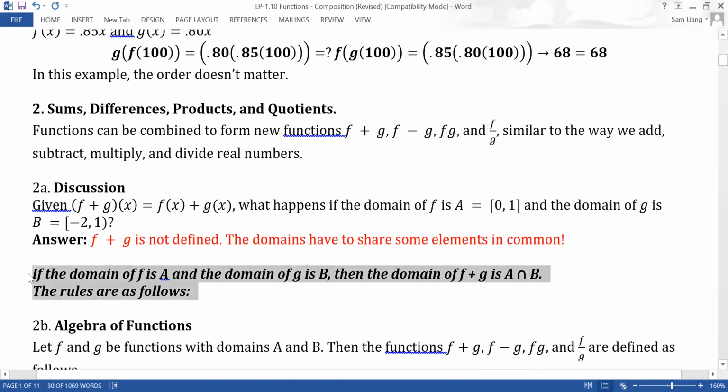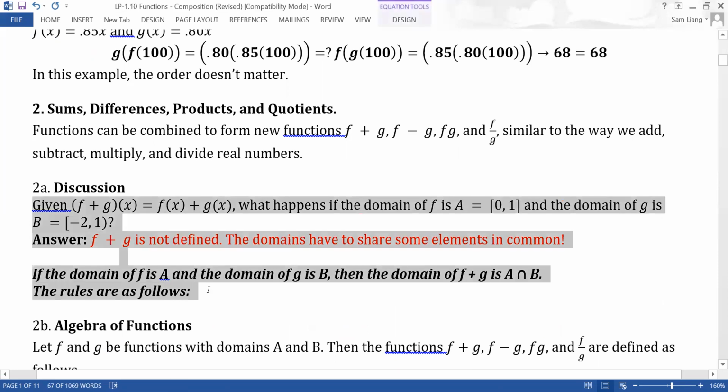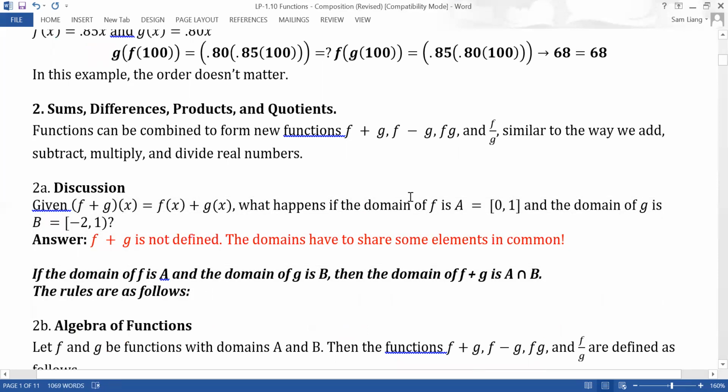If the domain of f is A and the domain of g is B, then the domain of f plus g is the intersection. Okay, so if you remember this symbol from geometry or algebra 2, this is the intersection symbol. A intersect B is where they overlap. And you don't have to copy any of this down. I'll get to the slides where we have to copy something down. So let me jump to that now.